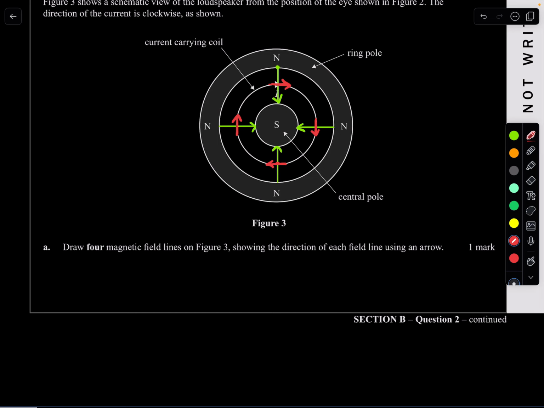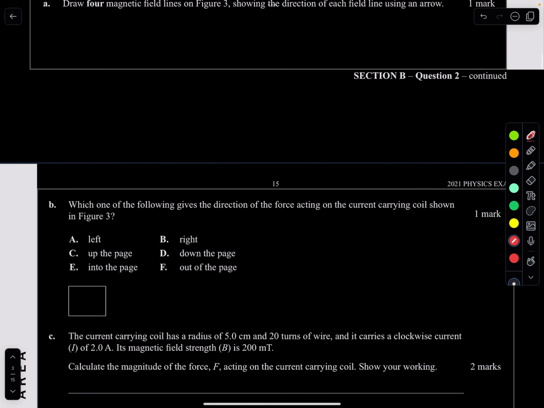So we're going to use our right-hand slap rule. Make sure your thumb is in the direction of the current, which is to the right. Your fingers are going to go down in the direction of the magnetic field, and you should see your palm is going into the page. And so our actual force that's being produced is into the page. So choose E. Done.